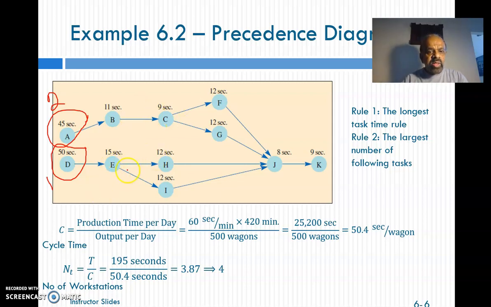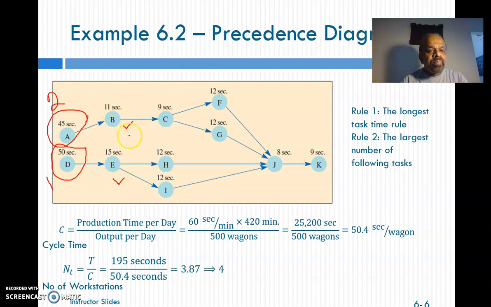I think we looked at whether to take B or E, and we said, okay, let's go with B as the first task. The second task is going to be E. We talked about that as well. So that comes to 26 seconds.